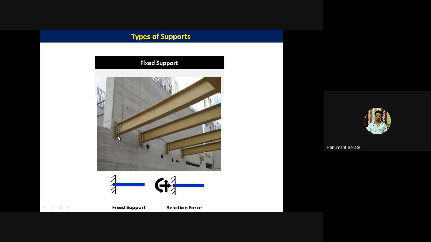And third, fixed support. Fixed support means permanently fixed by bolting or welding or grouting, right? So here we can't move the beam in the X direction or the Y direction. Also, we can't rotate the beam. So we restrict all three motions. Due to that, we need to take three reactions: one in the X direction, one in the Y direction, and for rotation we need to take a moment also.